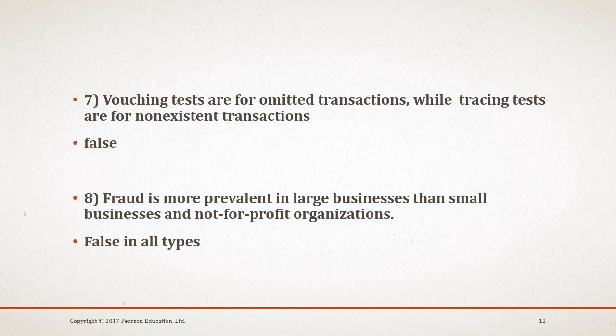Number 7: vouching tests are for omitted transactions, whereas tracing tests are for non-existent transactions. This is false, of course, because you should reverse it. Since tracing is to achieve the completeness objective, which means no omitted transactions, whereas vouching is to achieve existence, which means to search for any non-existent transactions.